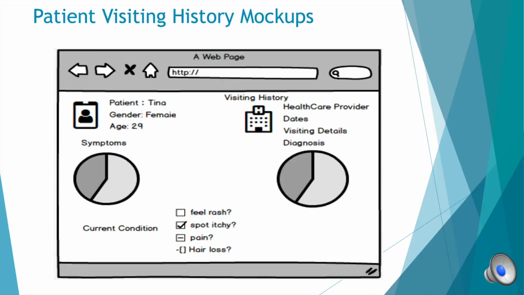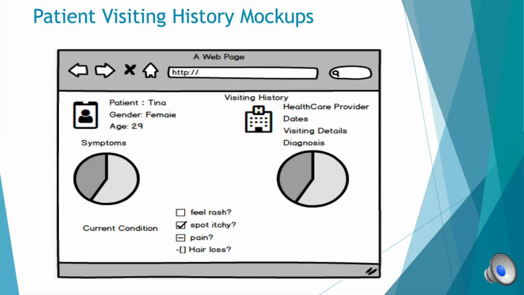My name is Ping Ling. I will be talking about patient visiting histories. A page with patient's basic personal information and all previous visiting history is displayed. When the user presses the healthcare provider, they will be shown all the previous healthcare providers that the patient has visited before, and they can select the dates that show all the visiting details of a specific date.